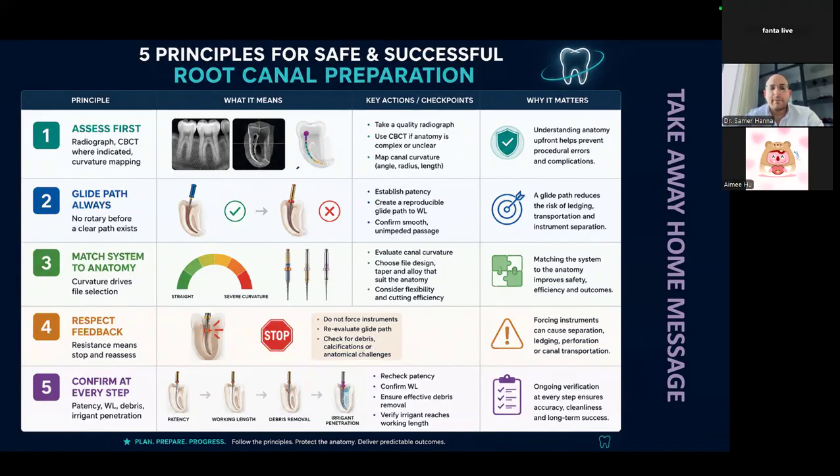Confirm at every step: patency, working length, debris, irrigation, use irrigation activation. Ongoing verification at every step ensures accuracy, cleanliness, and long-term success. So plan, prepare, progress. A simple and easy way to sum up all of this.